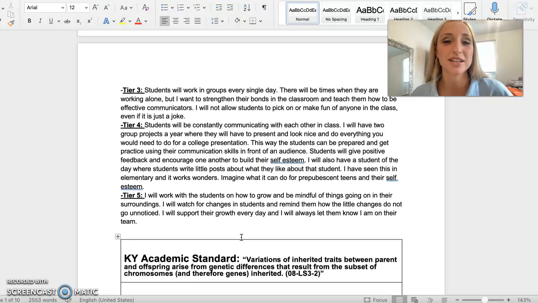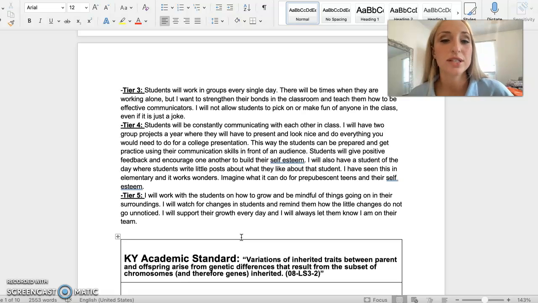So tier 4, students will constantly be communicating with each other in class. I will have 2 group projects a year where they will have to present and look nice and do everything you need to do for a college presentation. This way the students can get prepared for job interviews, for interviews into college, multiple different things. They can get practice using their communication skills in front of an audience. Students will also give positive feedback and encourage one another to build their self-esteem.